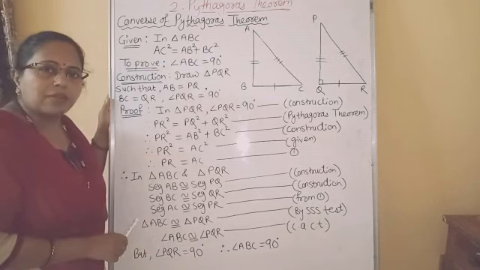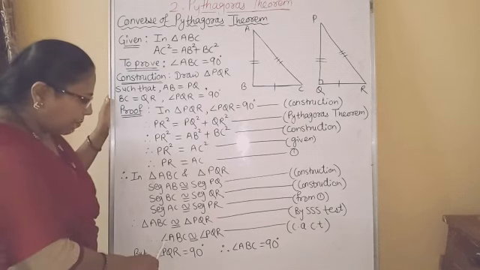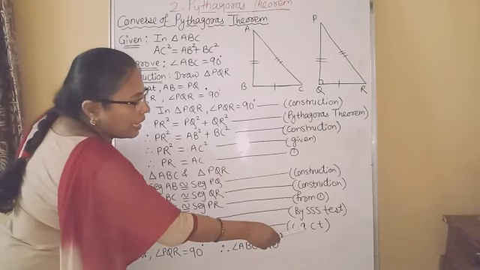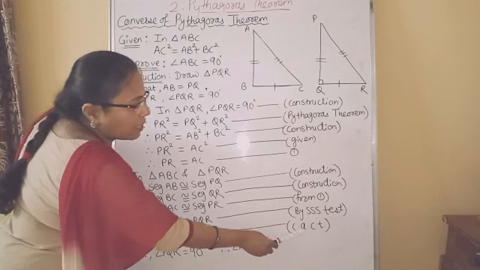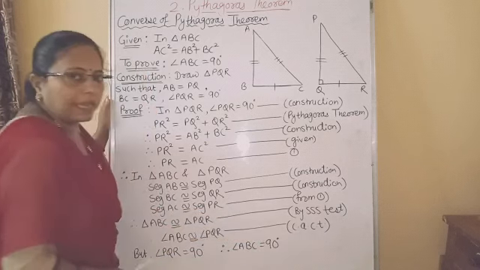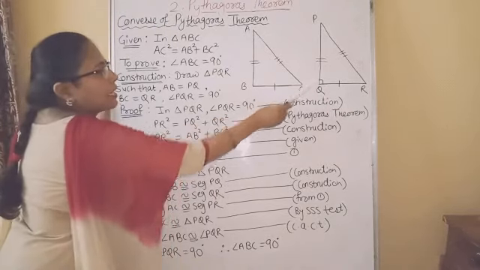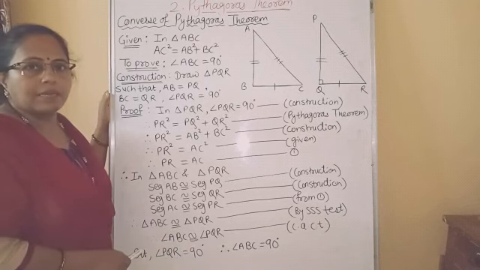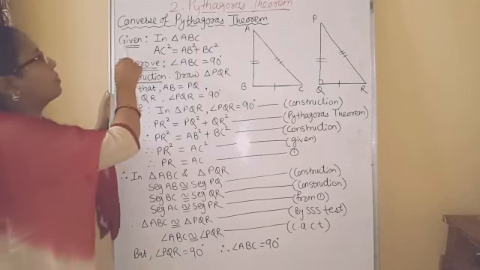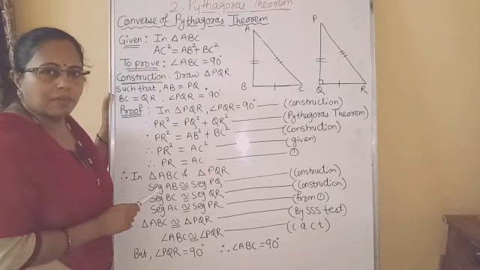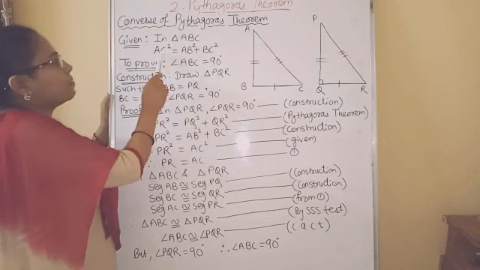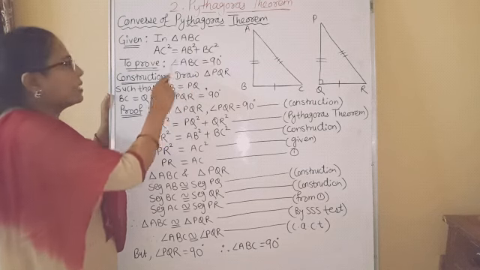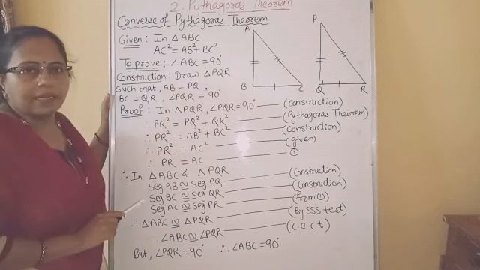Therefore their corresponding angles are also congruent. Angle ABC congruent to angle PQR, and the reason is CACT, means corresponding angles of congruent triangle. But we did the construction, angle PQR is 90 degree. Therefore angle ABC is also 90 degree. Okay. This way we proved converse of Pythagoras theorem, that is, in a triangle, if the square of bigger side is equal to sum of the square of remaining two sides, then the triangle is right angled triangle.